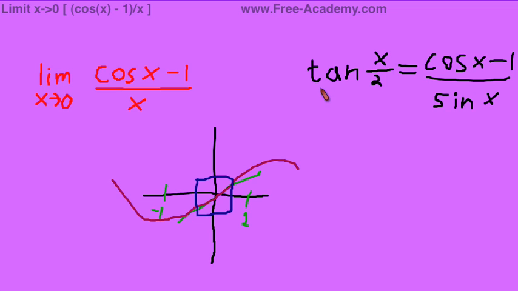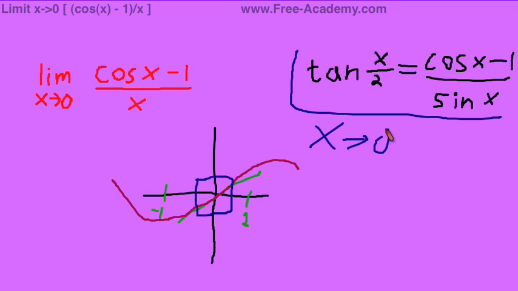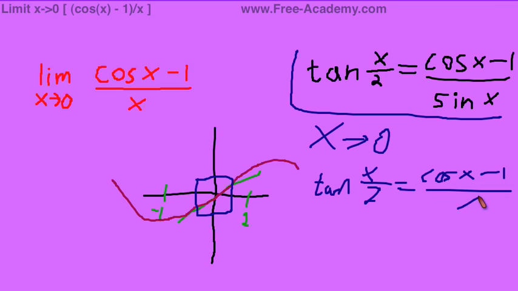So by knowing this and using this approximation, you can use the trig identity tangent of x over 2 equals cosine of x minus 1 over sine of x. As x gets really close to 0, this identity is exactly the same as saying tangent of x over 2 equals the cosine of x minus 1 over x. Now if you get away from x equals 0, this does not hold, but around x equals 0, this is an accurate approximation.